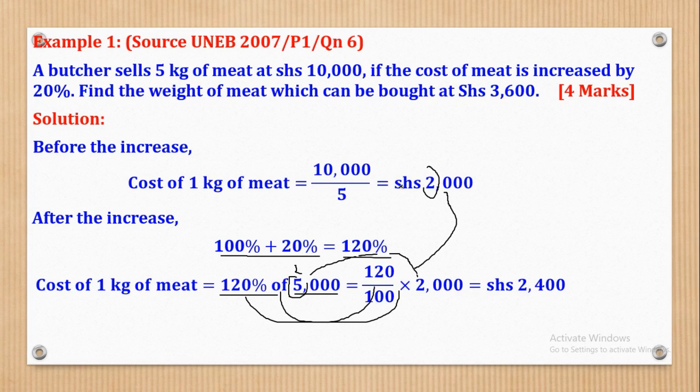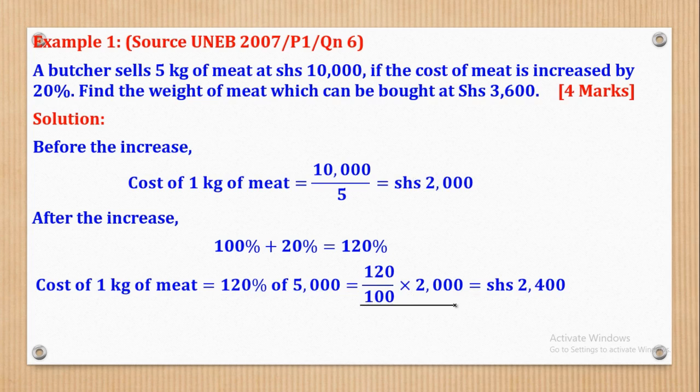In other words, this will be the old price, and now we want the new price for 1 kilogram of meat. Now when you multiply this, we shall come up with shillings 2,400, and that will be the cost of 1 kilogram of meat. But that means that if 1 kilogram of meat costs shillings this, what about shillings this? How many kilograms will it buy?